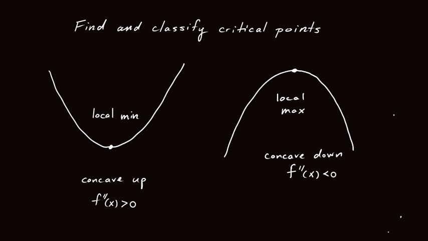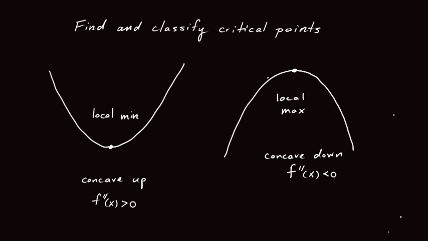Hi, in this video we're going to discuss how the second derivative can be used to find and classify critical points. So here on the left-hand side we have a local minimum. Notice at a local minimum we always have that the function's concave up, and so often the second derivative will be positive.